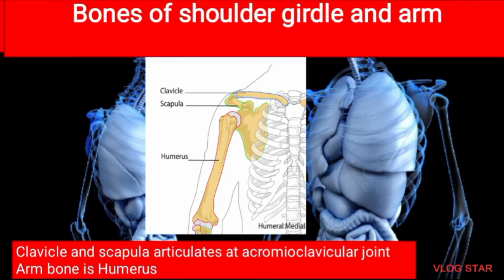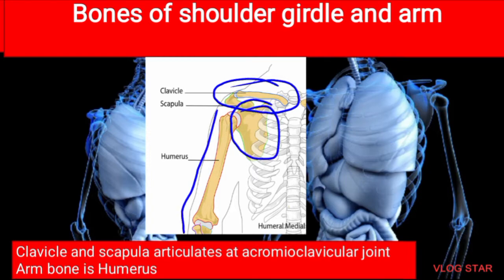The shoulder girdle consists of the clavicle and scapula, which articulate with one another at the acromioclavicular joint. The arm bone is the humerus. So here we can see that this is the clavicle bone, this bone is the scapula, and this bone is the humerus, also called the arm bone. Let's go ahead.